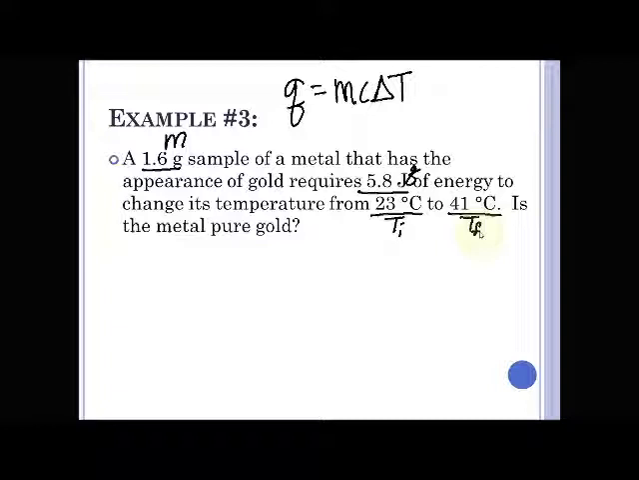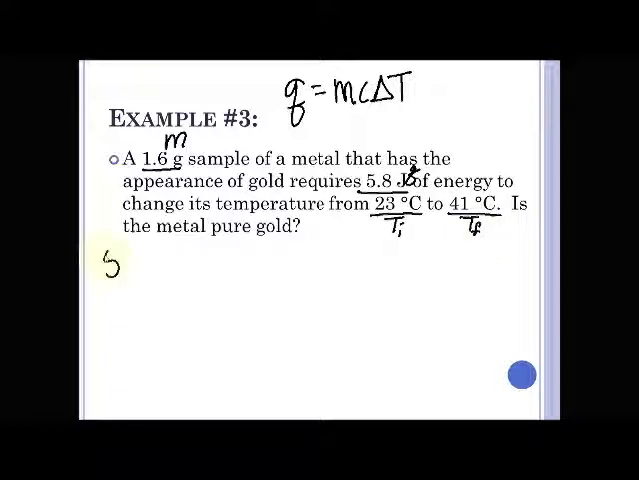Well, looking at all of our numbers that we're given, we are given a Q, we're given an M, we're given temperatures to figure out the difference. We are not given C. In this problem, we are going to solve the energy equation for C and then compare it to the specific heat capacity of gold, which is in our table on page 4 of our notes. And if it's the same number, then we can say yes, it is pure gold. But if it's not the same number, then we're going to have to say, nope, it's not. Okay?